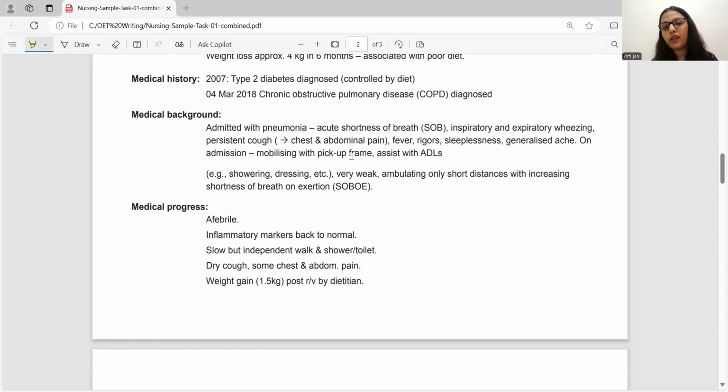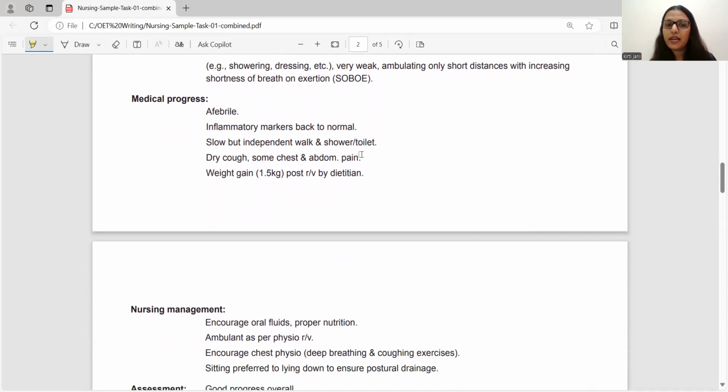On admission, mobilizing with pickup frame, assist with activities of daily living like showering and dressing, very weak, ambulating only short distances with increasing shortness of breath on exertion. So we have seen that the patient presented with the signs and symptoms of pneumonia, okay, mobility issues, and so on. Medical progress now shows that he is afebrile, inflammatory markers back to normal, slow but independent walk and shower toilet, dry cough, some chest and abdominal pain, weight gain 1.5 kg, reviewed by dietitian.